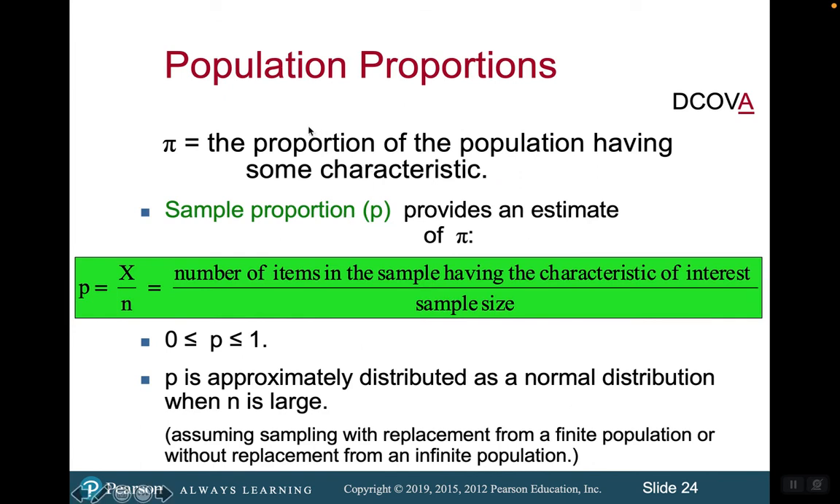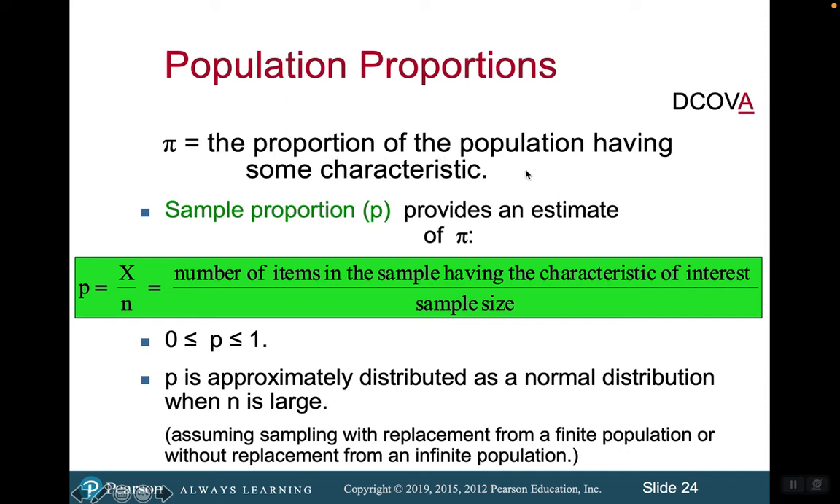All right, so population proportions. Say pi is the proportion of the population having some characteristic, and we can take a sample. So once again, we're looking to get some idea of the value of a population. So we take a sample. In this case, we're talking about proportions.